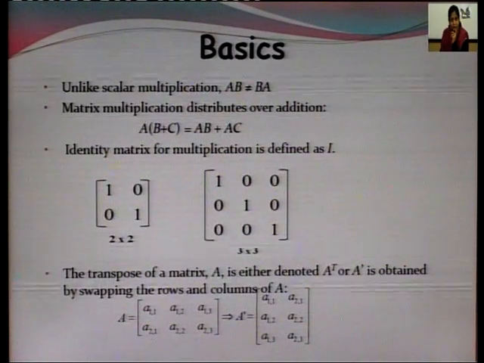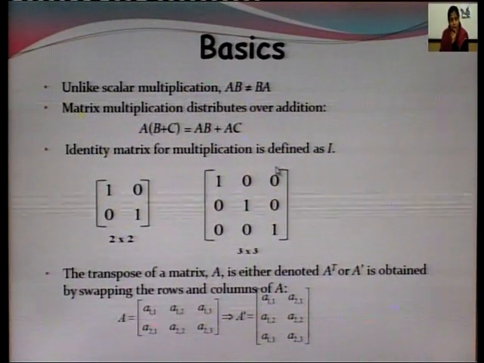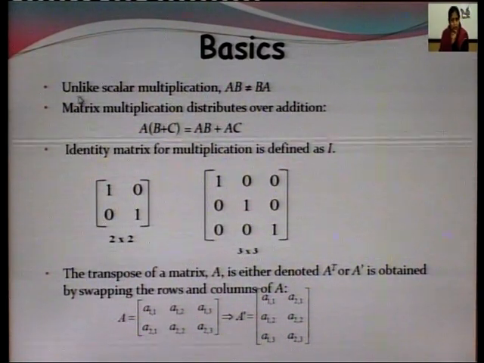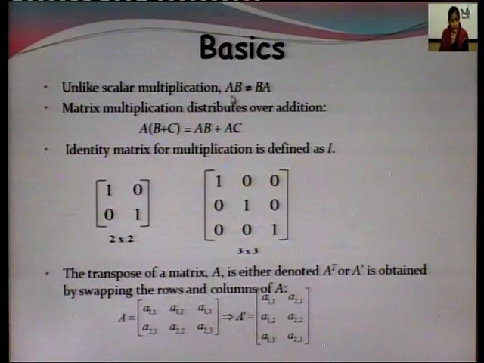After understanding multiplication, let us review some properties of the matrices. Unlike scalar multiplication, AB is not equal to BA. This means the order of multiplication matters. If we multiply B by A, it is not the same as if we multiply A by B.